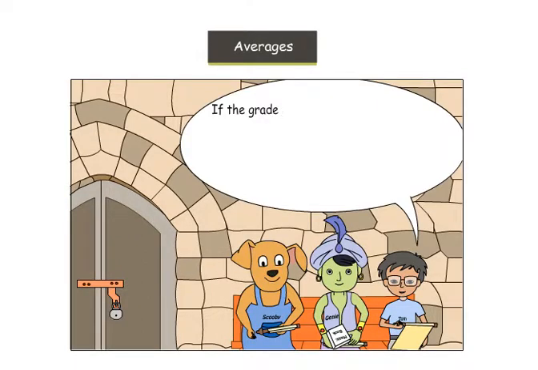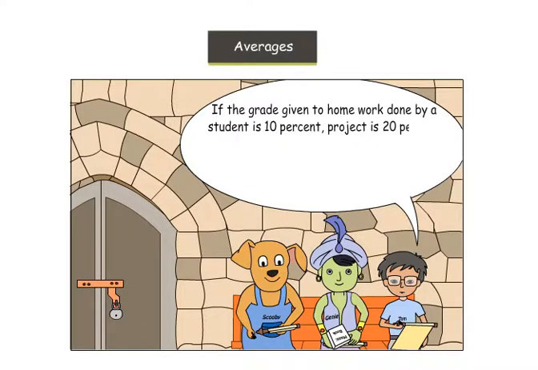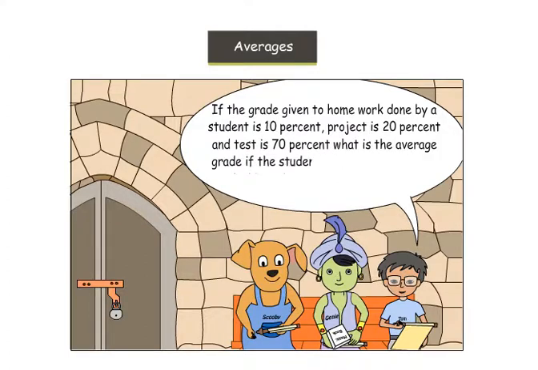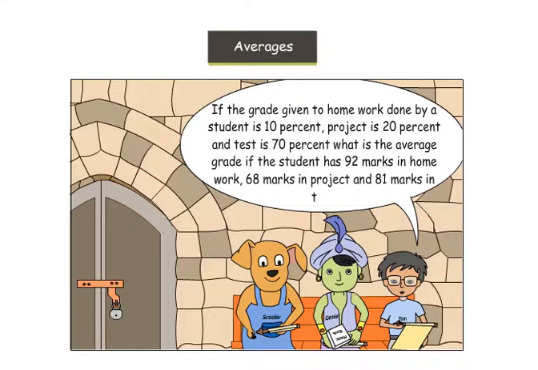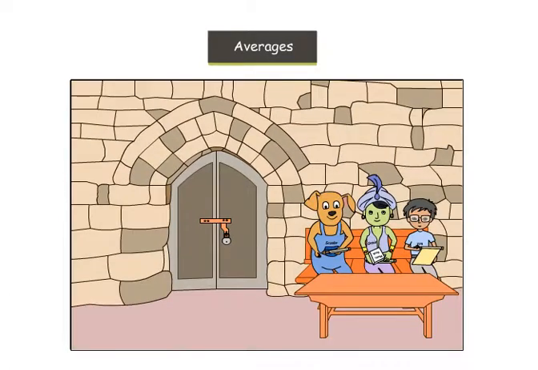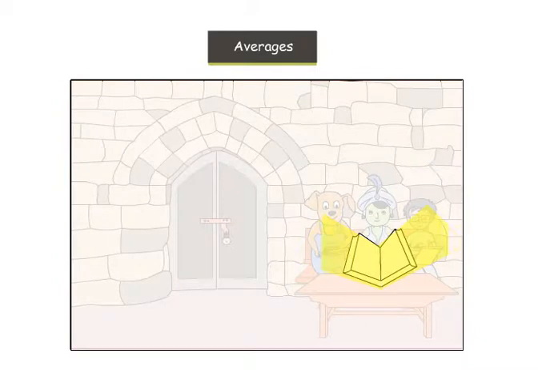If the grade given to homework done by a student is 10%, project is 20%, and test is 70%, what is the average grade if the student has 92 marks in homework, 68 marks in project, and 81 marks in test? They take the help of the magical book again.